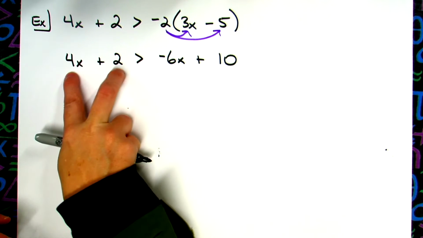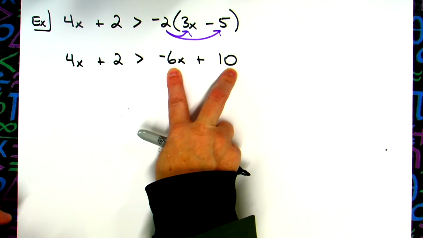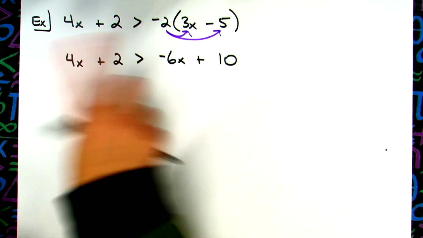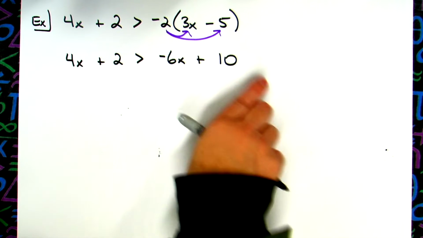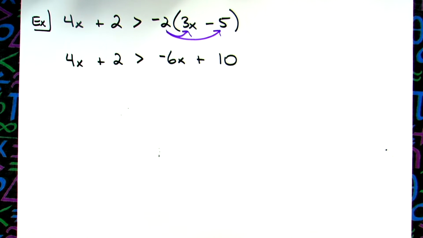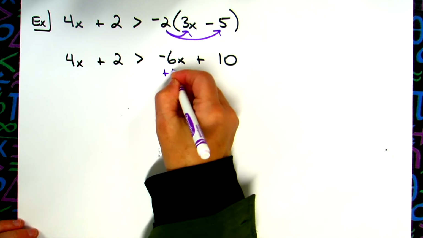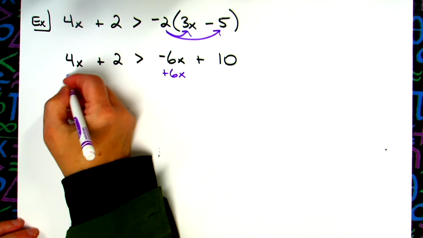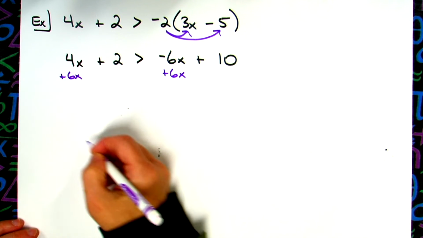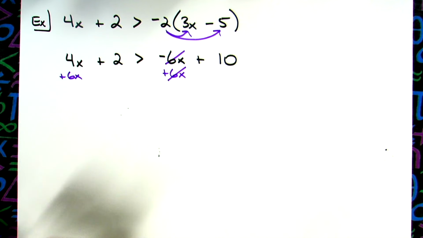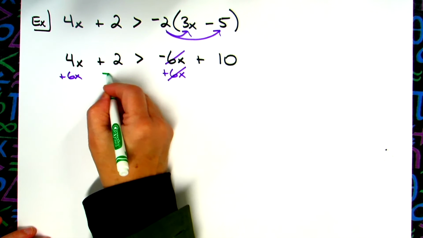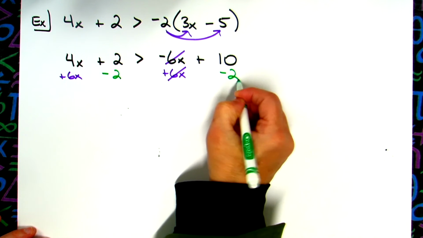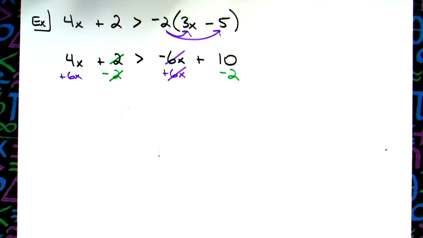Now once I do that one step, it looks just like the one that we just did. I have an x and a plain number on the left, and an x and a plain number on the right. So we're going to move the x's to the left and move this 2 to the right. What am I going to do to the 6x to both sides? I'm going to add 6x, underneath that x term, so that these two things go away. What am I going to do to the 2? I'm going to subtract 2, so -2, and these two fall out. 4x and 6x is 10x.